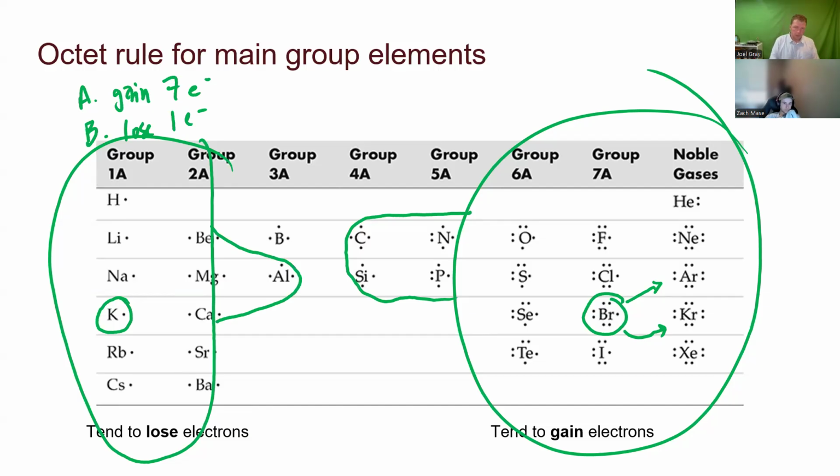Boron and aluminum, they present an interesting situation because aluminum tends to lose electrons. And boron, this is an exception to the octet rule. And what I mean is that boron isn't looking to get, you know, five more electrons. It's not looking necessarily to get to eight electrons around it. Boron is actually happy with six electrons around it.